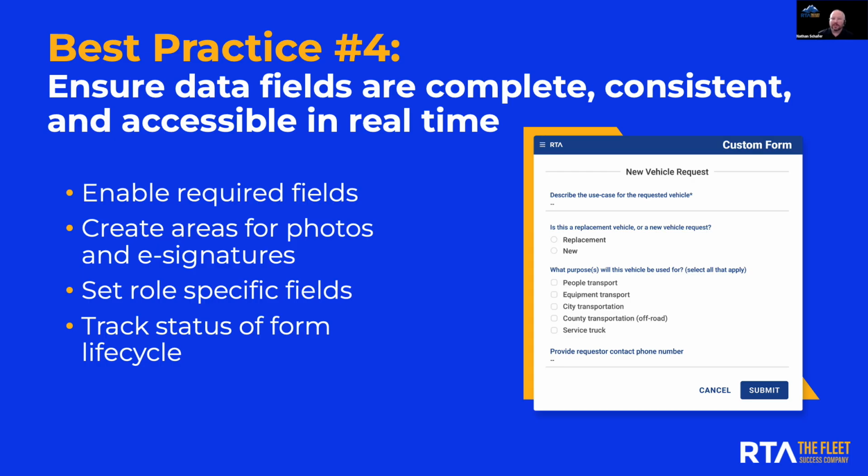We can create areas to add photos or e-signatures. So as it goes through an approval step process, we're capturing signatures of people that are doing those approvals. We can set role-specific fields, which is super cool. So we can say, hey, this section of the form or the request can be filled out by the driver, but then this approval section has to be filled out by a supervisor, manager, something like that. We can lock those different sections by role or permission, so that we're not filling out the incorrect areas. And then again, we can track those statuses of the form lifecycle.